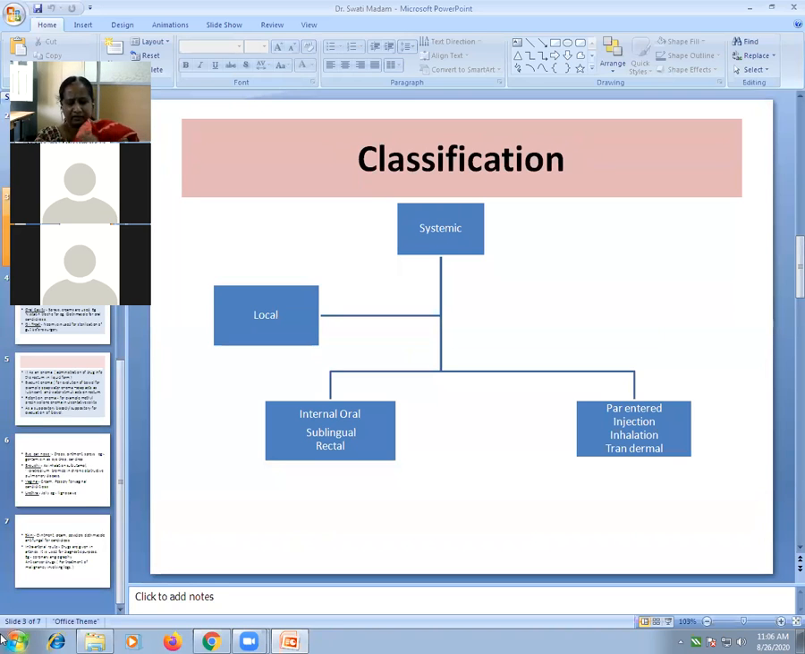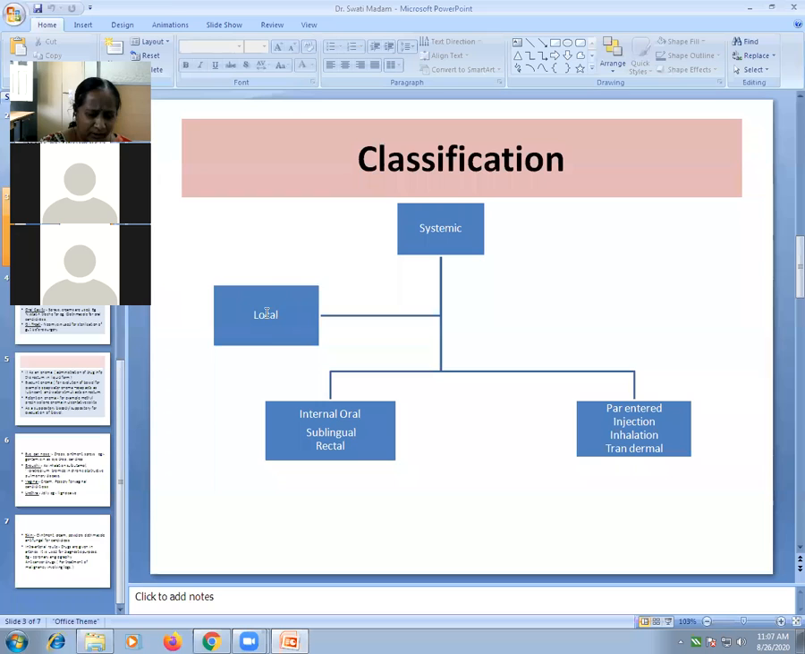We have seen drugs are given by different routes and their classification. We have seen local drugs are applied locally to skin, oral cavity, ear, nose, and they have local action. Systemic action is less. Systemic action is what? When drugs go into the blood, that is systemic action.